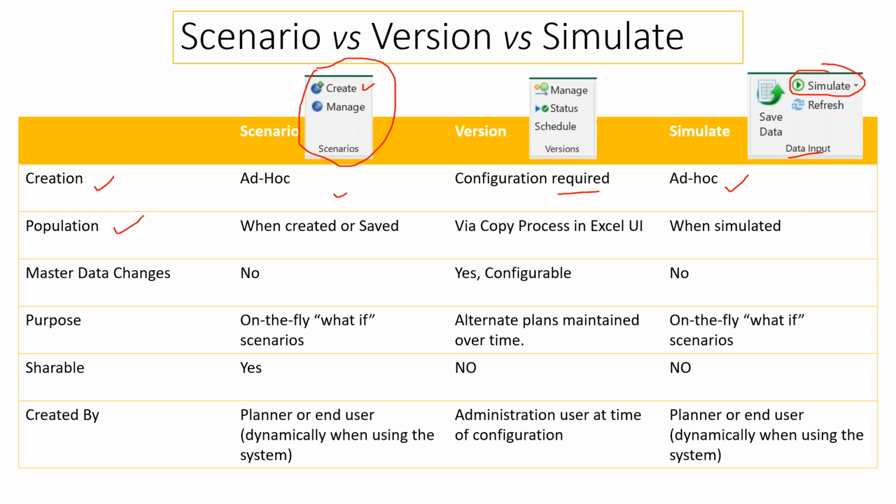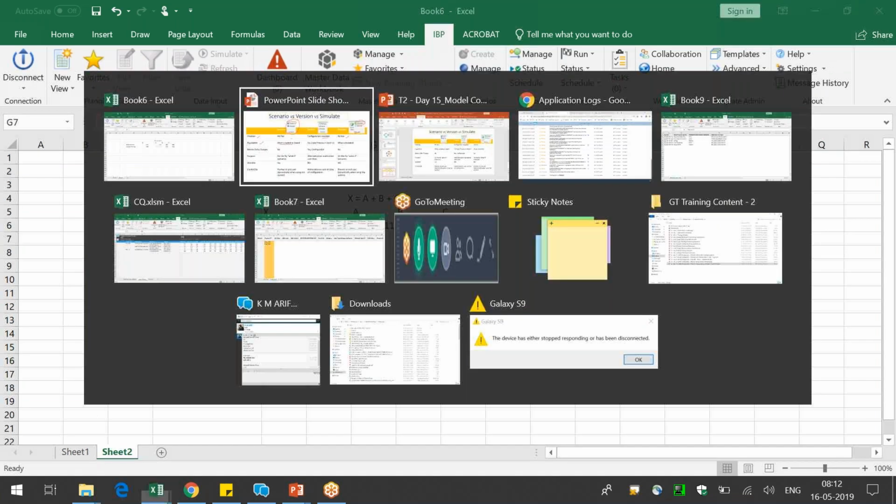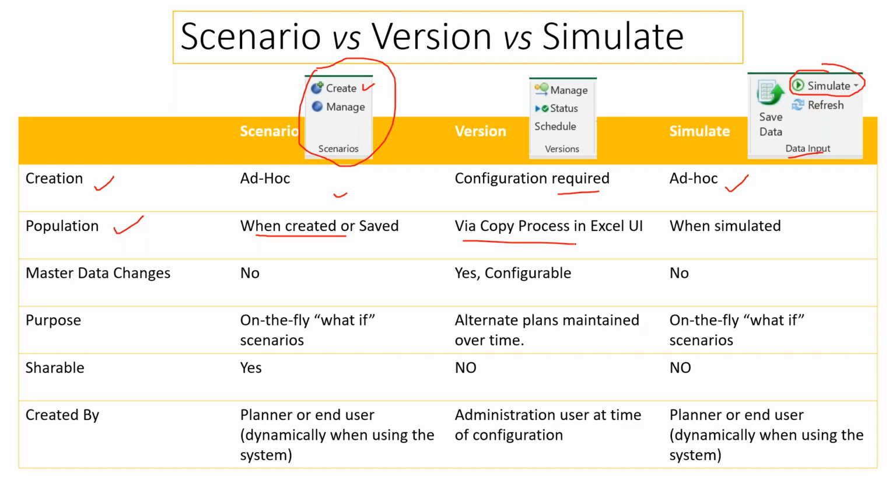Okay, how the values are populated, how the entire plan is populated. For example, inventory target, I change something. So when created, you have to create a scenario, right? We usually create a scenario here, and then we do our planning. Whereas in versions we have to do a copy process in the Excel UI. So that's when you can populate a value, or you can very well edit it and then go and pick up the master data or key figure, edit it, and then you can save the values that you want. And simulate is when you have simulated.